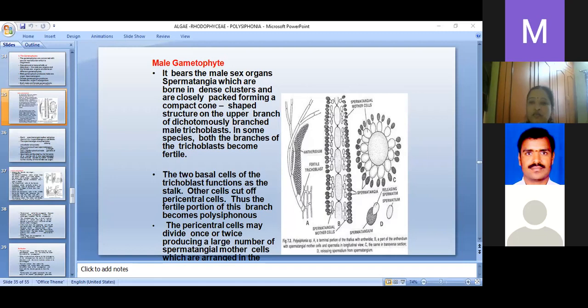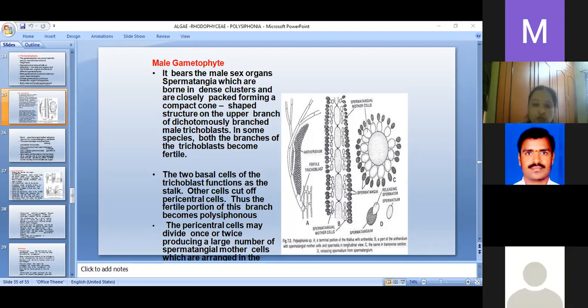The last one is called the tetrasporophyte. What is a tetrasporophyte? See here, girls: 1, 2, 3, and on the backside another one. That is called the tetrasporophyte. The carpospores germinate into a thallus called the tetrasporophyte, which is in the diploid condition. This is a free-living diploid individual plant.